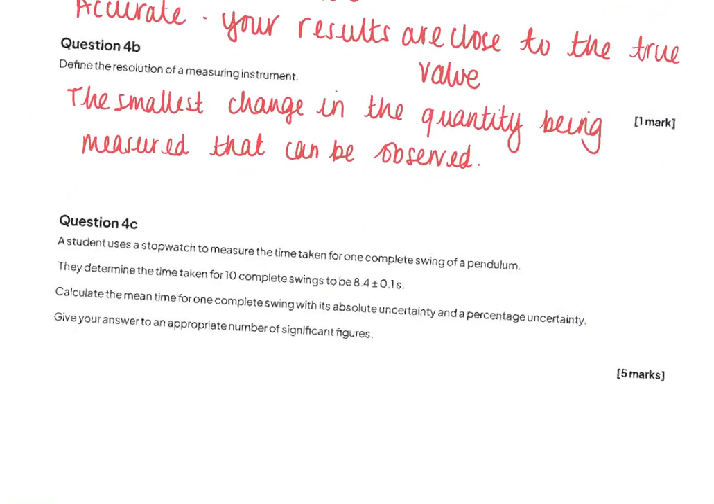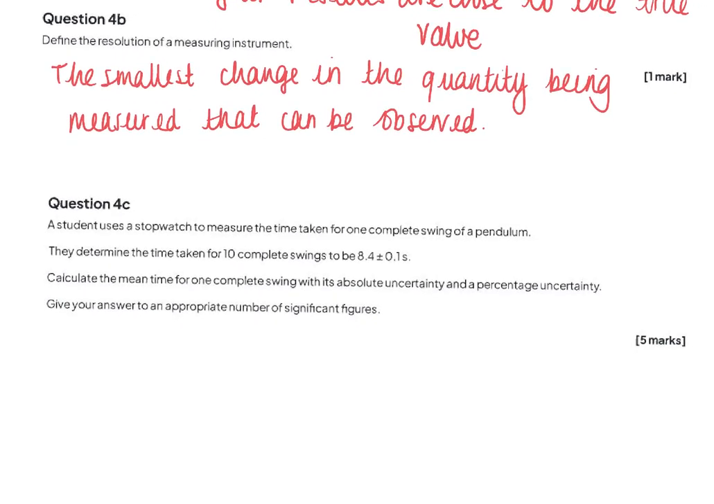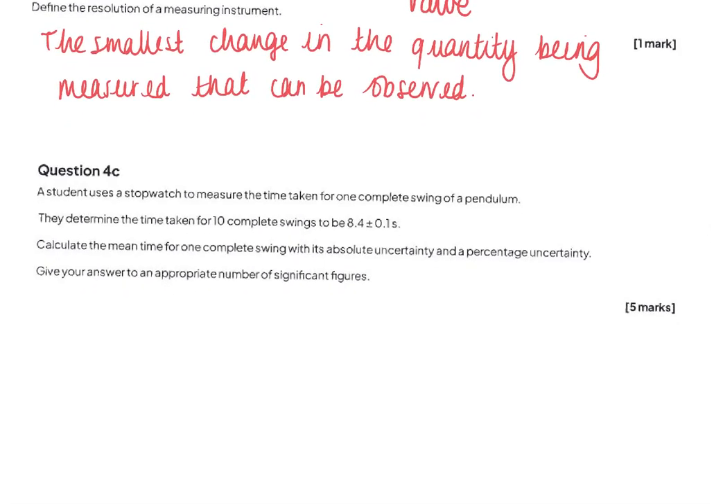And 4C, a student uses a stopwatch to measure the time taken for one complete swing of a pendulum. They determine the time taken for 10 complete swings to be 8.4 plus or minus 0.1 seconds. Calculate the mean time with its absolute uncertainty and a percentage uncertainty, and don't forget to give it an appropriate number of significant figures. So first thing that we're going to do, if 10 swings takes 8.4 seconds, we're going to divide it by 10, and that means it's 0.84 seconds per swing.